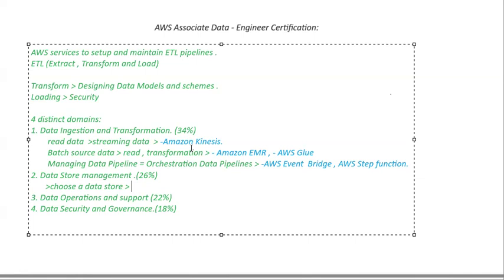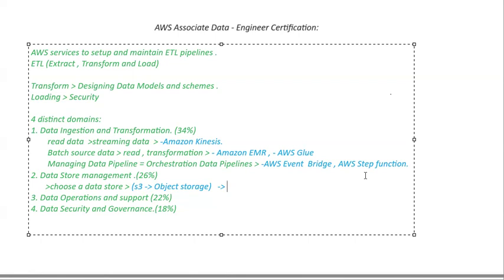For data store management, first you need to choose a data storage. Let me provide you some examples. If you want to store object type data, if you want to store your data in the form of objects, then the best service in AWS is S3. What is the service? S3. It provides you object-based storage at a cheap price.